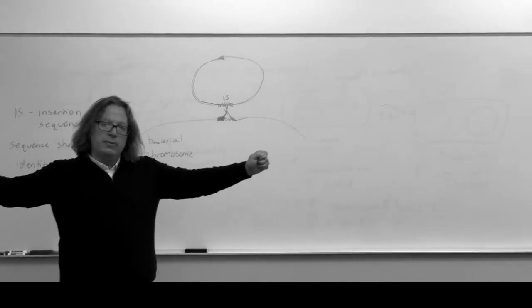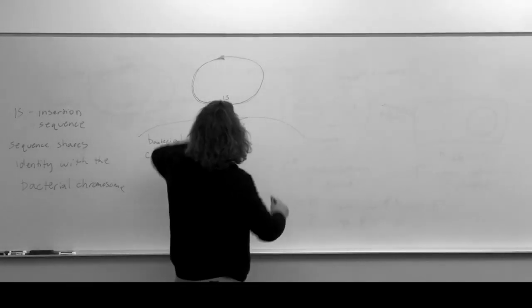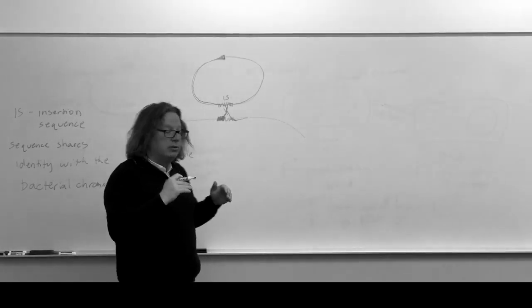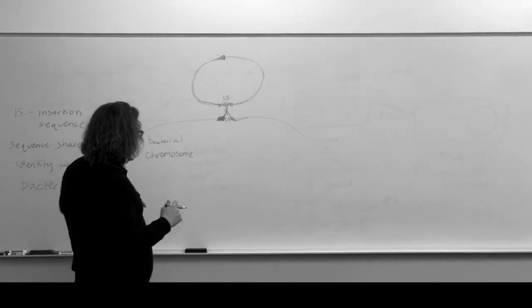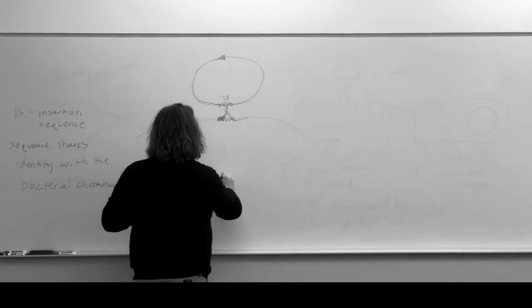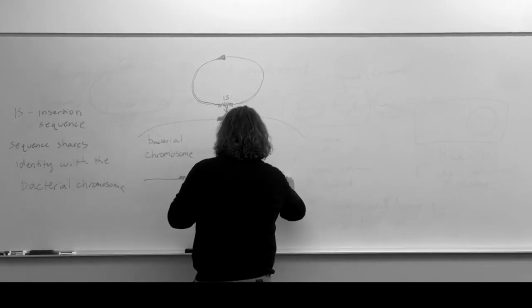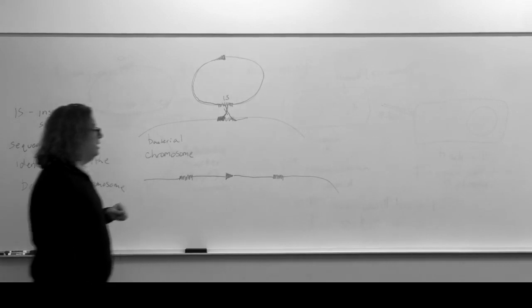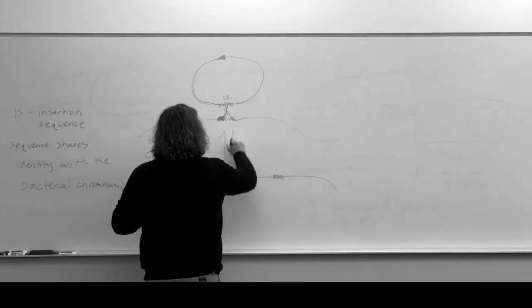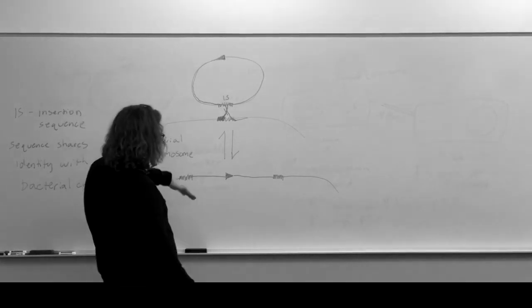It's a little like a loop of thread. If you just pull that loop of thread out, then you actually get a straight piece, and that straight piece actually inverts the orientation, or the apparent orientation, of this origin of transfer. So what you get is a piece of bacterial chromosome that looks like this. So these two species can essentially interconvert. They can go back and forth and back and forth.